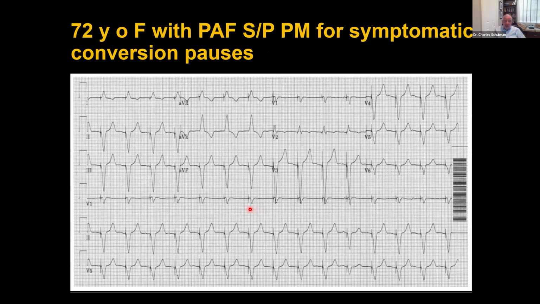Okay, here's a 72-year-old woman with paroxysmal AFib who got a pacemaker for symptomatic conversion pauses. So here she is being paced. The pacemaker is in the right ventricle. The way I know that is because the paced beats have a left bundle branch block appearance. Okay, so here she's paced.